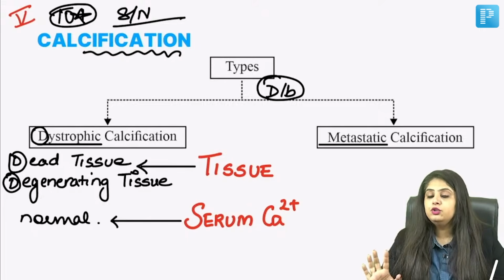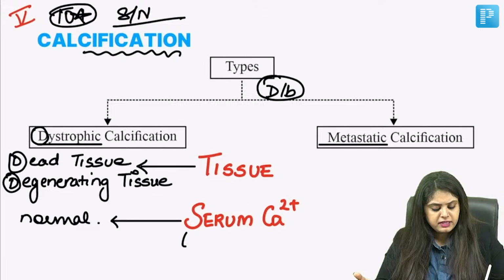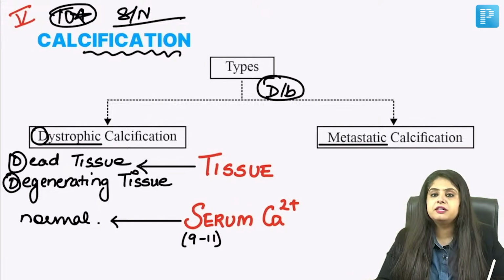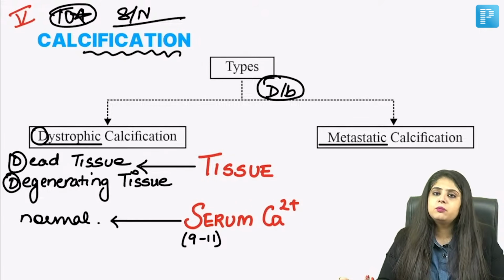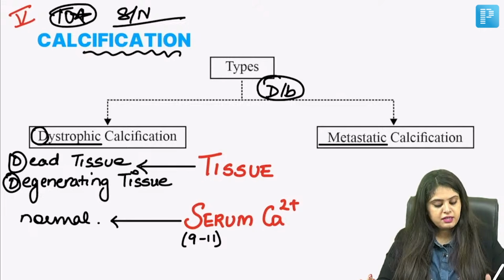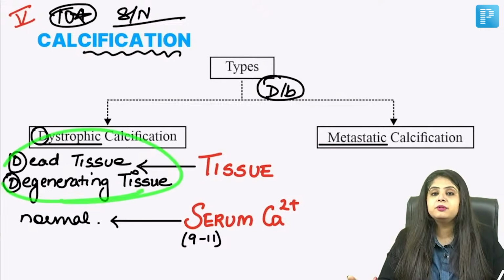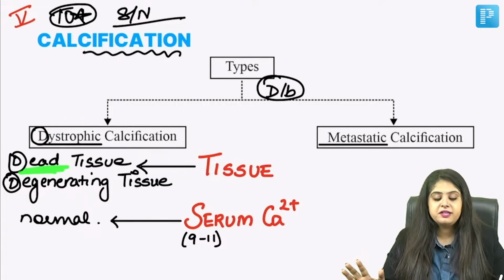Totally normal. What are the normal blood calcium levels? Blood calcium levels are between 9 to 11. That's the normal range. Mostly in all labs, this is what is used. So you will do a blood test of the person and you will see the blood has normal calcium. Still, in the arteries, there is so much calcium deposited. Where is it coming from? That calcium is getting attracted because either the artery is a dead artery, maybe some infection happened, some atherosclerosis happened, the artery has died, or it is a degenerating artery because of old age.